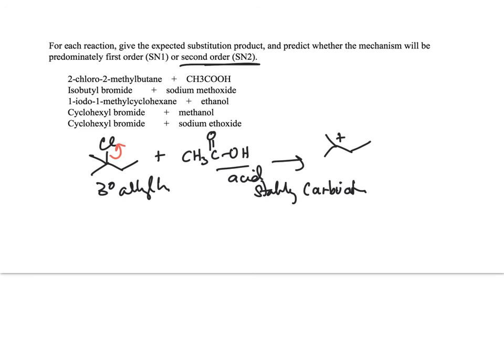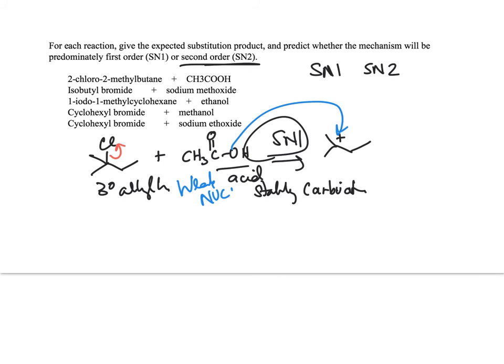And we're talking about SN1 versus SN2. So this is definitely SN1. It stabilizes a carbocation. It's acidic. This is also a very weak nucleophile. So then this will come in and you get your product.